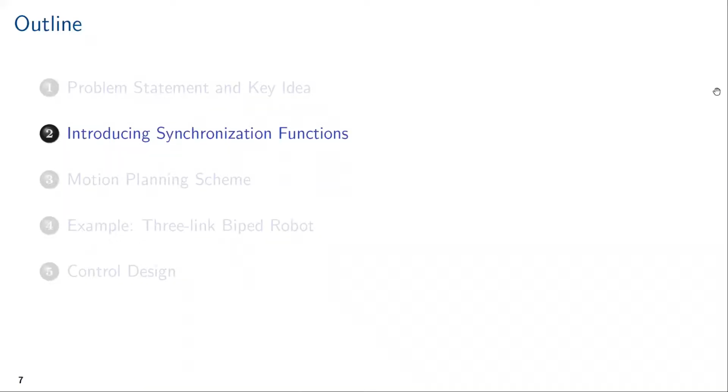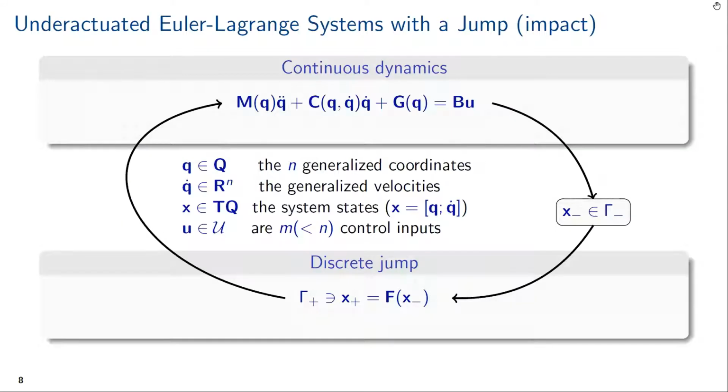So as we saw, the idea is to synchronize the states through a so-called motion generator. And for this, we'll introduce a set of synchronization functions. Let us first introduce the dynamics of these types of systems. That is, we may describe the dynamics, or the equations of motion, of this system as an underactuated Lagrange system with an impact described by some sort of instantaneous or discrete jump.